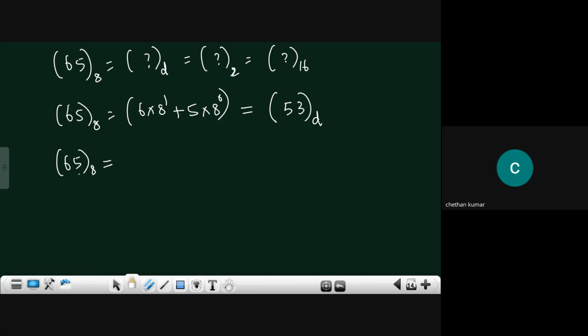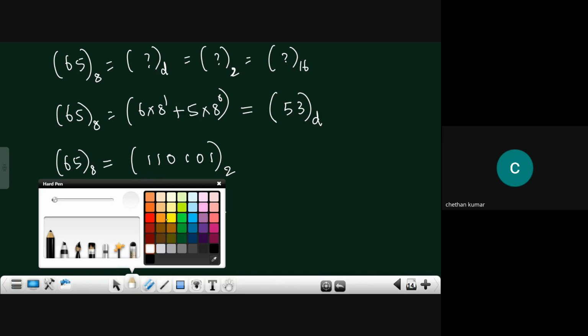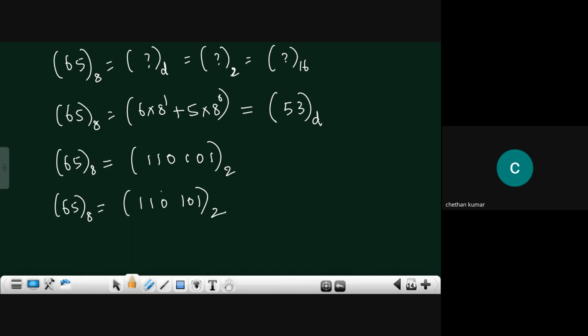Represent each digit with binary. 6 means 110. 5 means 101, with base 2. So how to convert this number into hexadecimal? First you represent this in binary, correct? Then group with 4 digits. This binary, then you know how to convert binary to hexadecimal. So this I can write as 0011, which means 3. 0101 is nothing but 5 in the hexadecimal number system.